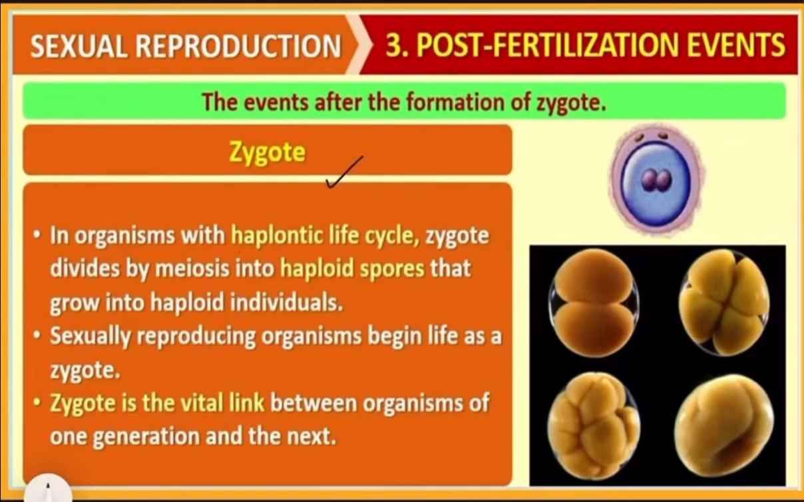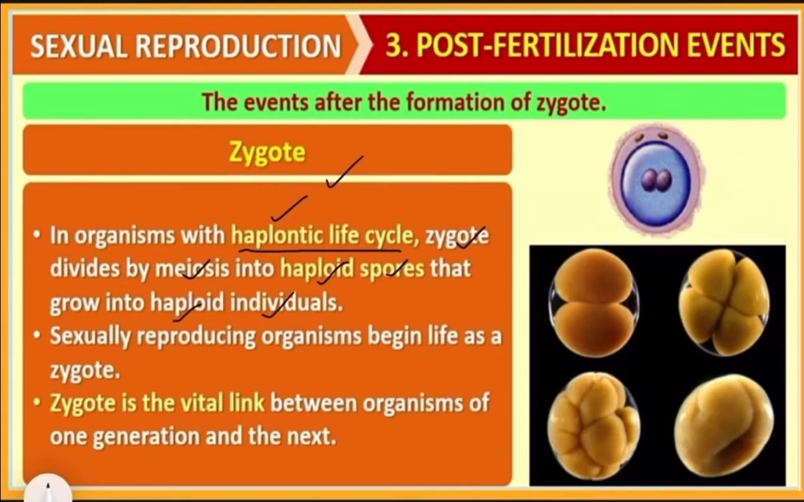Let us see what happens to the zygote in different organisms. In organisms with a haplontic life cycle, means a life cycle where the parent body is haploid, the zygote divides by meiosis into haploid spores. Clear? And those grow into haploid individuals. Means meiosis will happen in the zygote, haploid spores will form, and these haploid spores will form new individuals.